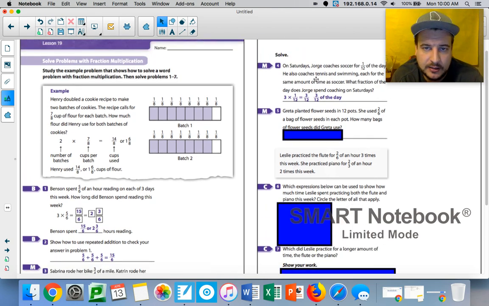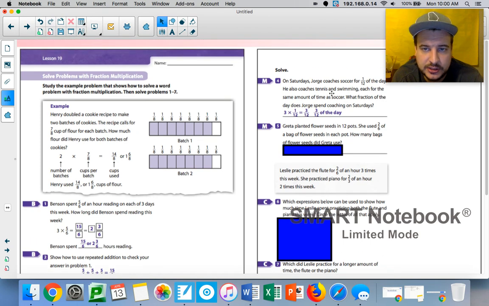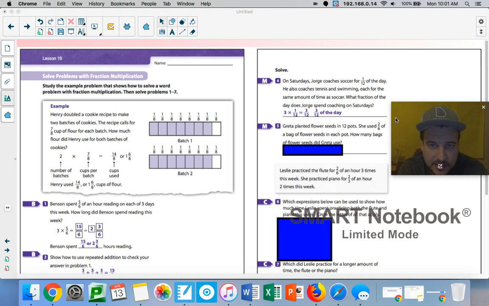All right. On Saturday, George coaches soccer for 1/2 of a day. He also coaches tennis and swimming, each for the same amount of time as soccer. What fraction of the day does George spend coaching Saturdays?